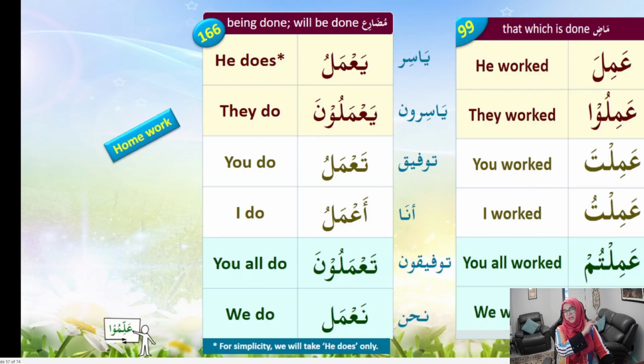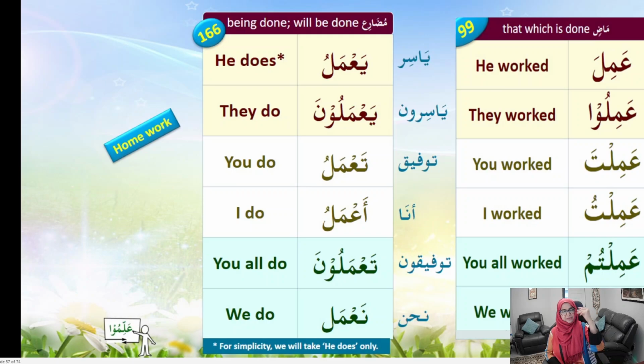Now, amila. Let's practice this. Amila, he worked, amilu, they worked. Amilta, you worked, amiltu, I worked. Amiltum, you all worked. Amilna, we all worked.